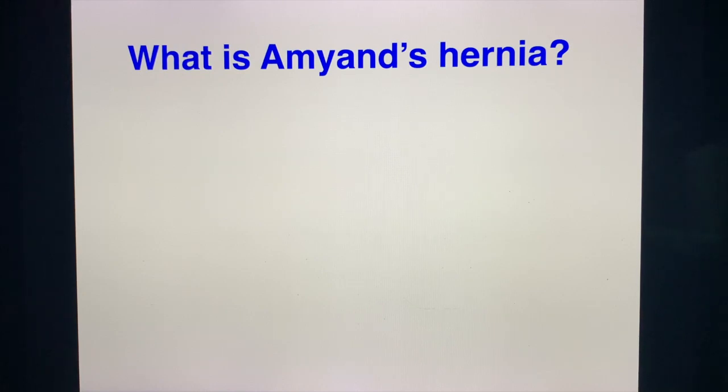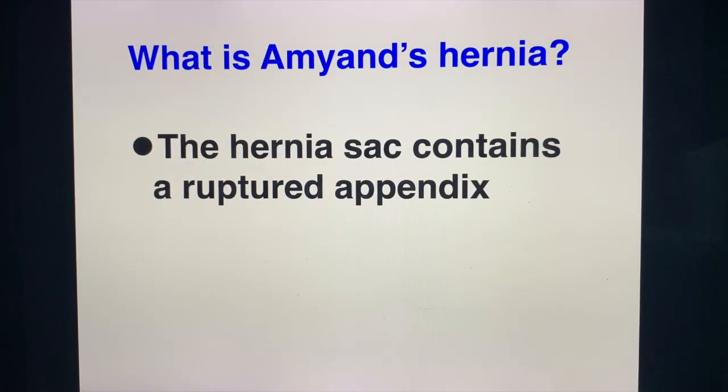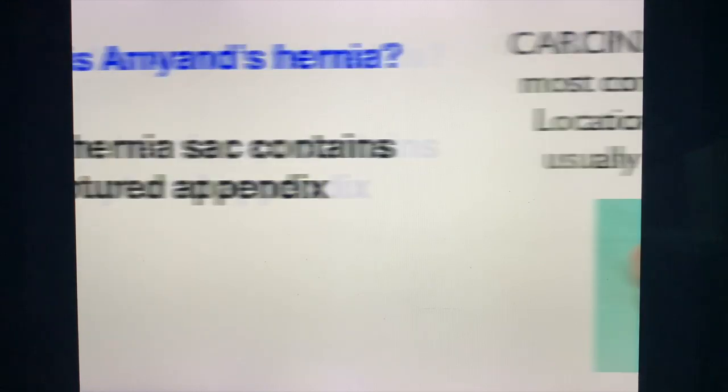Now, what is an Amyand hernia? This is when the hernial sac contains a ruptured appendix. So your hint here is letter A for Amyand is letter A for appendix. So what is an Amyand hernia? This is a hernial sac that contains a ruptured appendix.